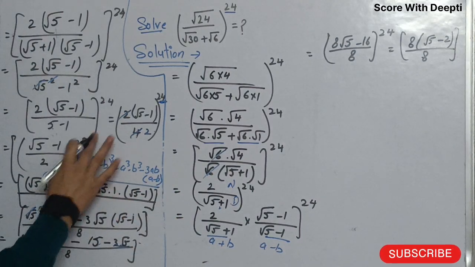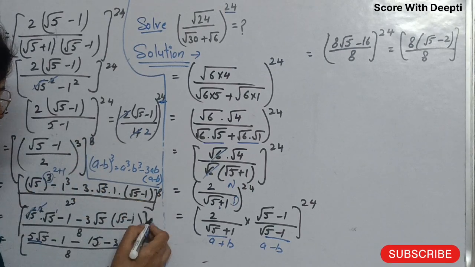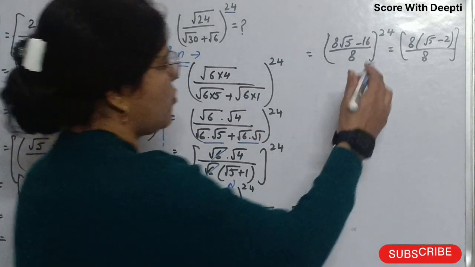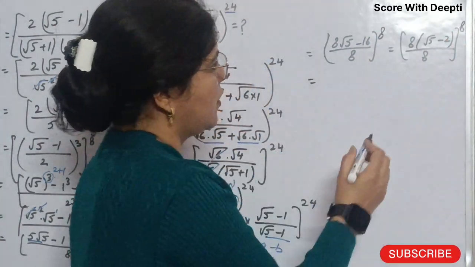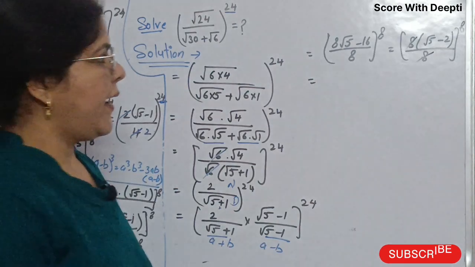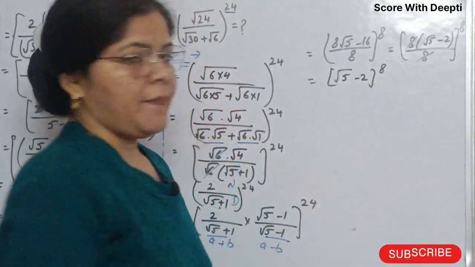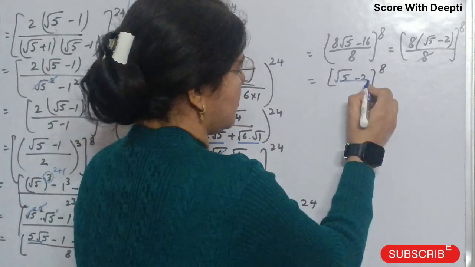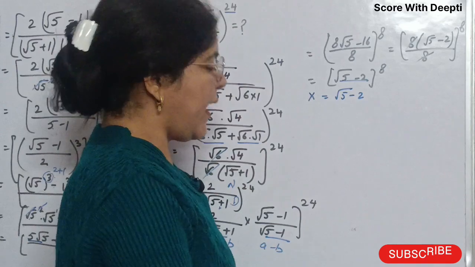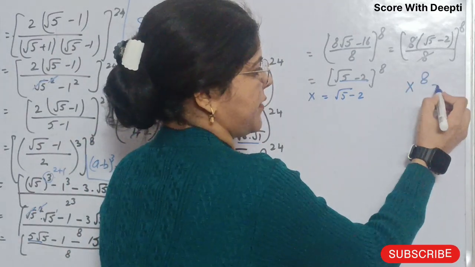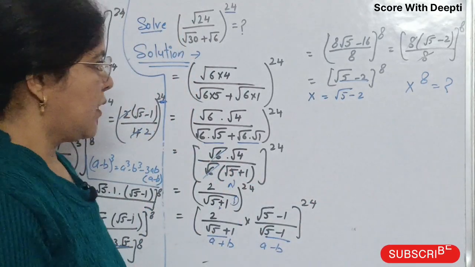We have 24, but now here we write 3 to the power 8, and here it is only 8. Next, this 8 cancels, and here we get (√5 − 2) to the power 8. Next, we take this term as x equal to √5 − 2, and we have to find x to the power 8. Now we have to find x to the power 8.